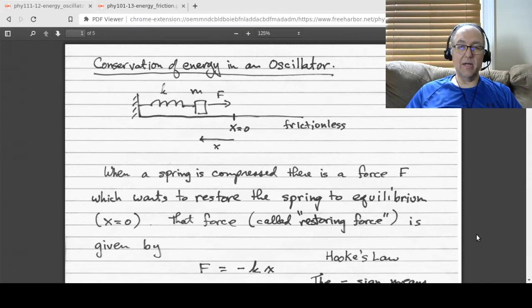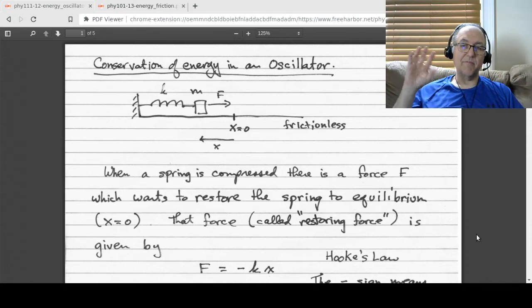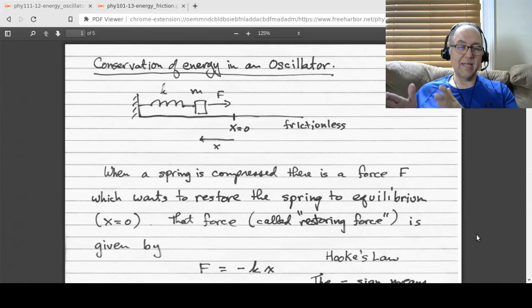So the change in the kinetic energy is that you calculate the kinetic energy at the end of the motion and subtract from it the kinetic energy at the beginning of the motion, and that's got to equal the amount of work that was done by the forces on that object.